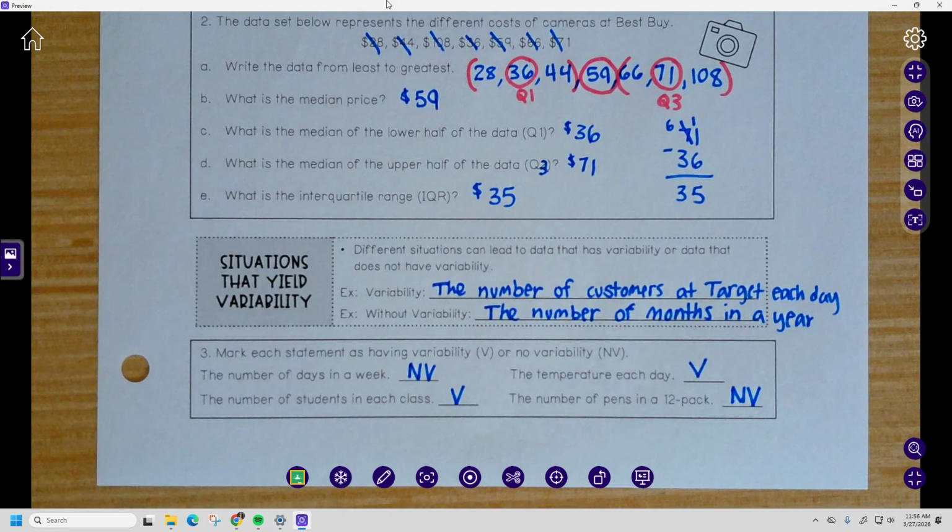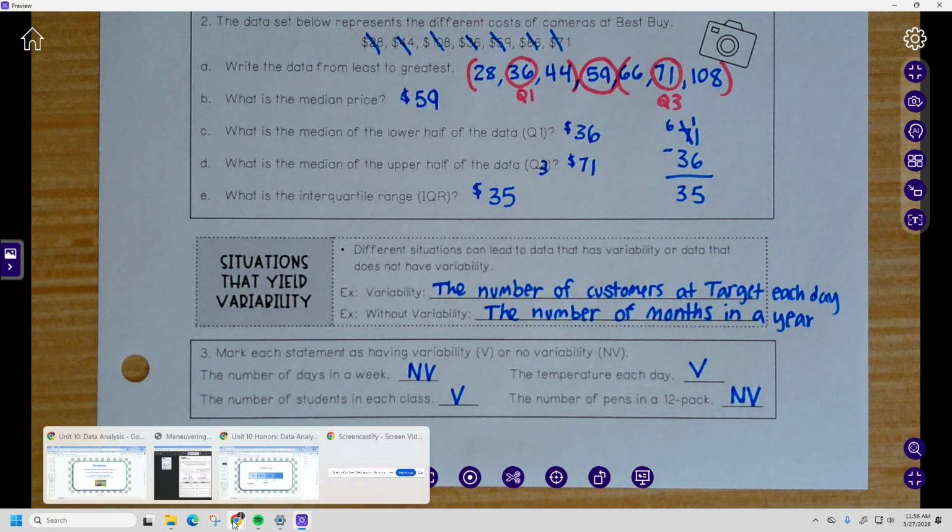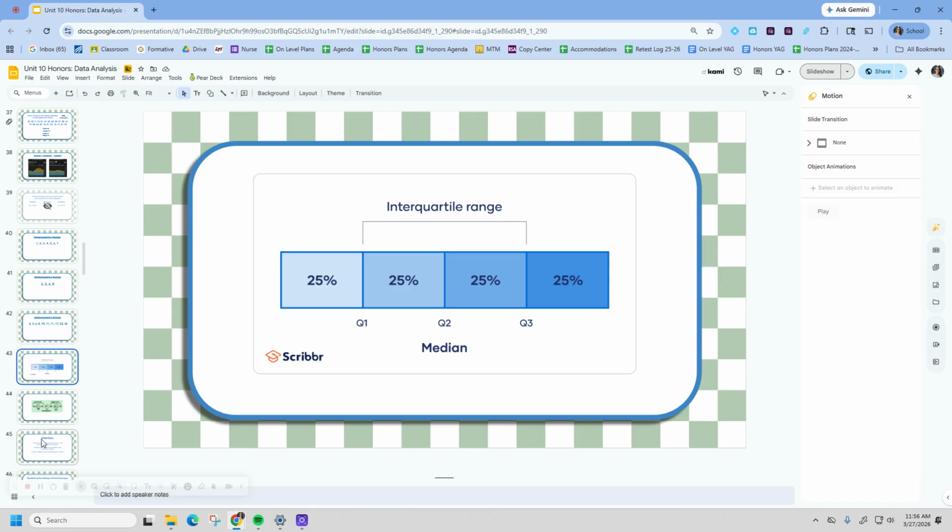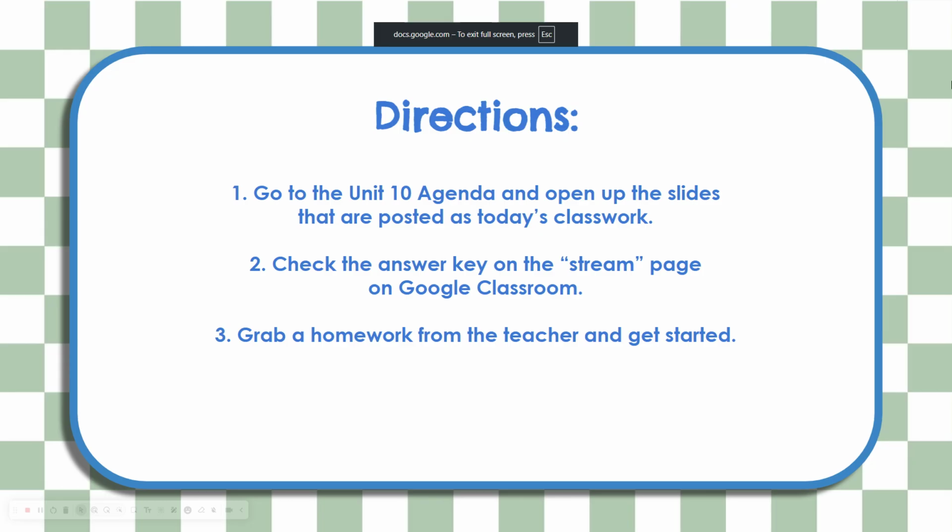Or you can keep them out to help you with the classwork. So here is what you guys are going to be doing for the rest of class. You're going to go to the Unit 10 agenda and open up the slides that are posted as today's classwork. There are 4 slides, I believe. Help yourself to whiteboards or scratch paper, because make sure you're writing all the numbers in order from least to greatest as you're working these out. After you're done with the slides, you can go to the stream page on Google Classroom, and I posted the answer key, so check your answers and see how you did.